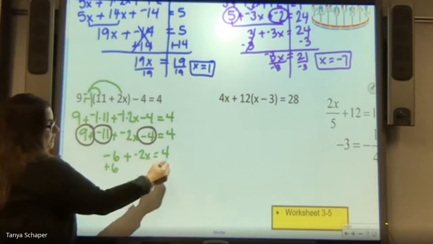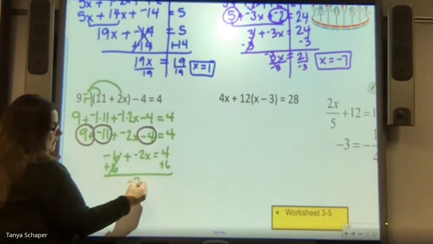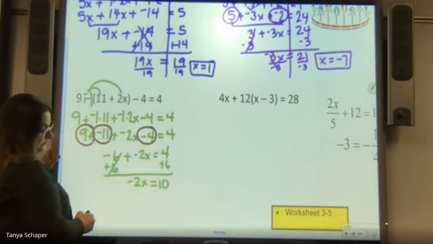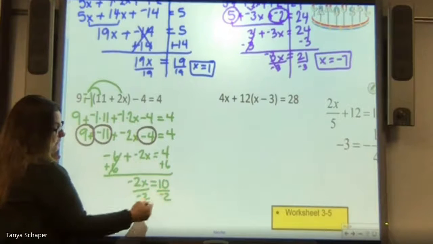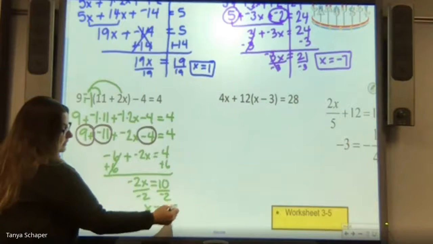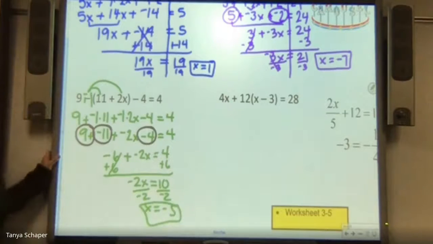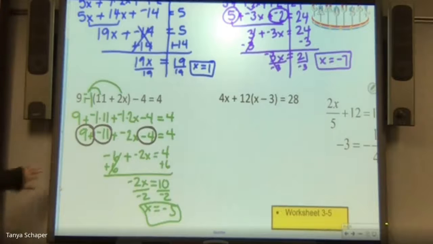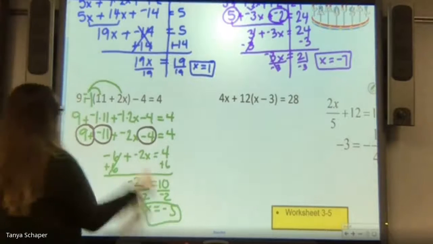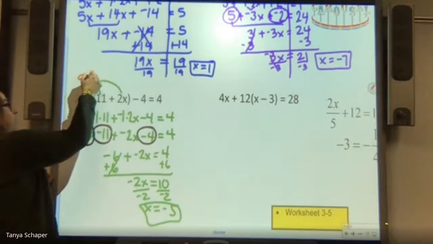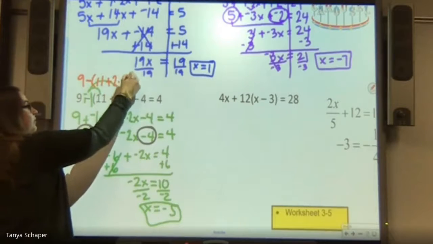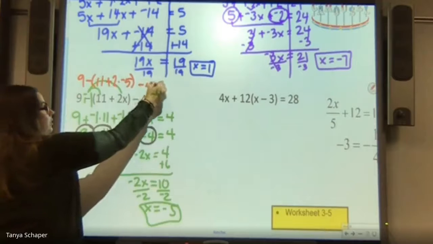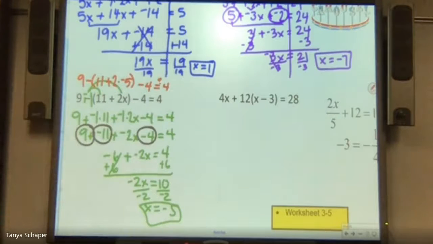Add 6 to both sides. -2x equals 10. I'm going to undo my multiplication by dividing both sides by -2. X equals -5. If I want to go back and check it, I'm going to put -5 in for x. So 9 minus parentheses 11 plus 2 times -5 parentheses minus 4. Does that equal 4? It does.